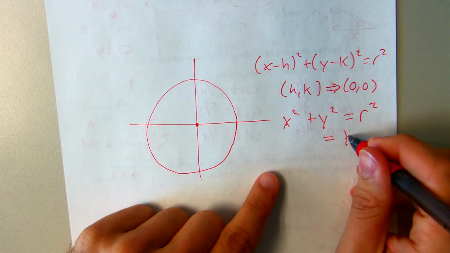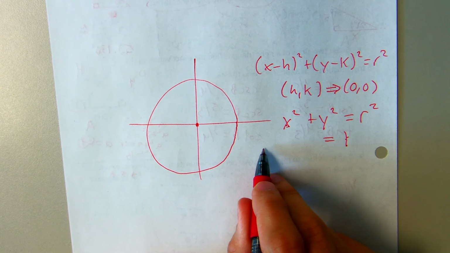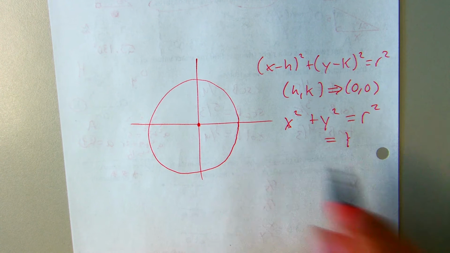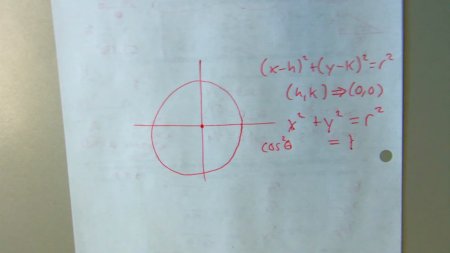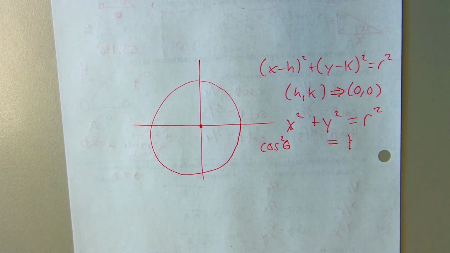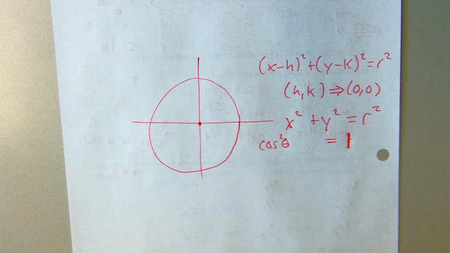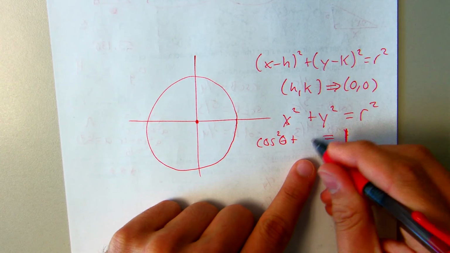When we're talking about the unit circle, what values can you get from the x values? Cosine values. So this is like cosine squared. X squared is like cosine squared. If we're talking about the unit circle, cosine equals x. So that's like cosine squared. And if we're talking about the unit circle, what is y equal to?